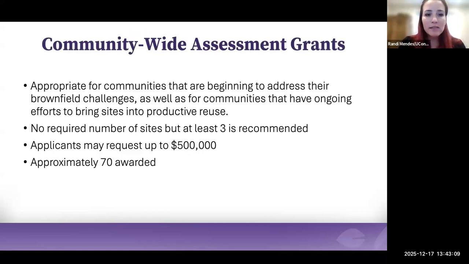For community-wide assessment grants, this is a really good grant if you're just getting started in the brownfields world. You can either be in a municipality applying for this or a regional entity, a nonprofit, et cetera. Check just the eligibility criteria. But basically, if you have an idea of some brownfield sites in your community or the region that you serve, this could be a really great starting point before you dive into some of the more complex grants. Typically, we recommend at least 3 sites to be identified within your target area or geographic boundary, but there is no actual site requirement for the grant. This grant is $500,000 and approximately 70 are awarded across the nation.